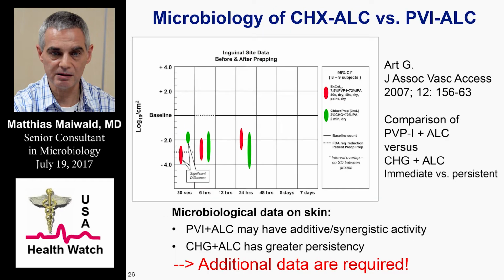Here we have a slide using the FDA method to assess skin antiseptics. What we see here is the baseline, then the reduction underneath the baseline of the microorganisms at 30 seconds, meaning immediately, at 6 hours and 24 hours. If you look at the red dots, this is iodine plus alcohol, and the green dots, chlorhexidine plus alcohol. Interestingly, immediately after application, the microbial reduction of iodine alcohol is somewhat greater than chlorhexidine alcohol. But then, due to chlorhexidine's bigger persistency, after a certain amount of hours, this levels out. I should say clearly additional data are required, but these are interesting observations here.